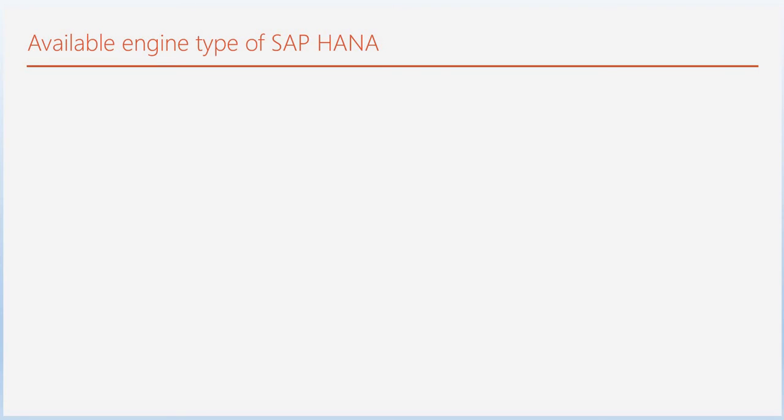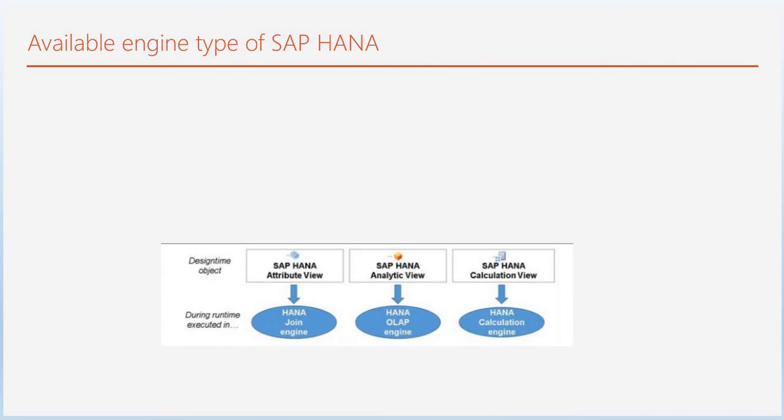First I will be showing you the available engine types of SAP HANA, and those are the join engine, OLAP engine and calculation engine. Like you can see in the below picture, the attribute view is linked with the join engine, the analytic view is linked with the OLAP engine, and the calculation view is linked with the calculation engine. Now I'll be explaining those engines in depth.